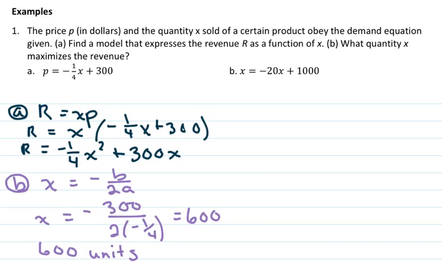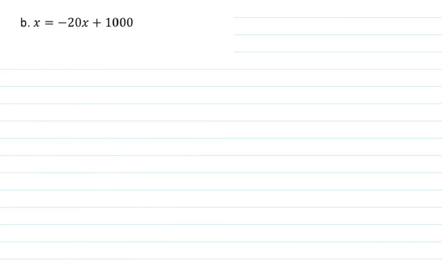All right, let's go ahead and look at problem B. I'm going to go to the next page. B says that X is equal to negative 20X plus 1,000, but I'm pretty sure that's not supposed to say X. I think that's a typo. It should say P. So they give you that as our price function.